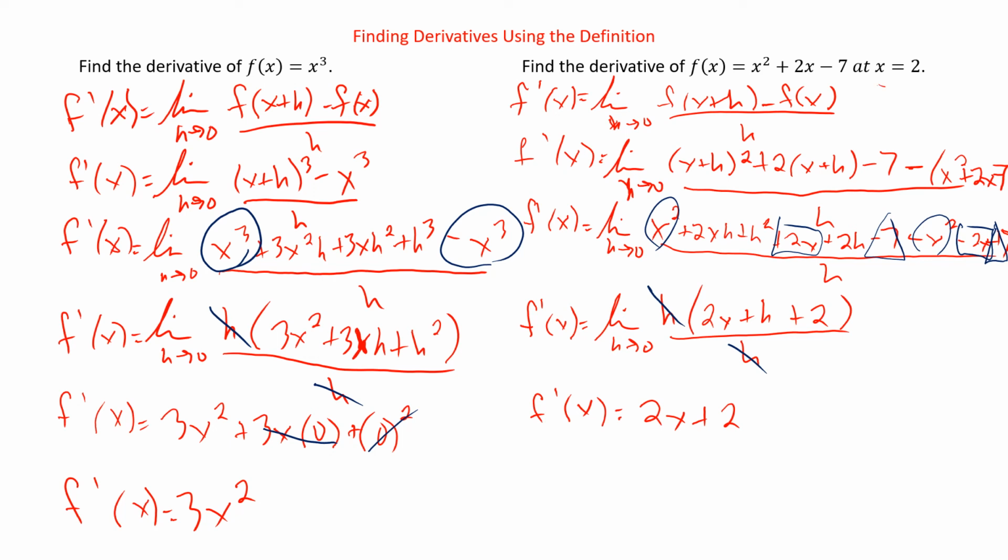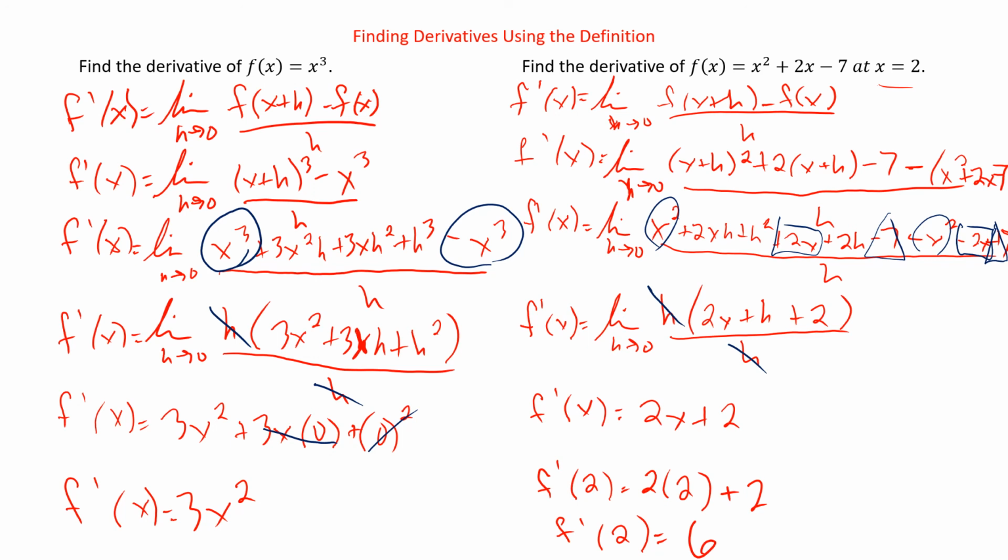Now we wanted to find it at x equals 2. So we just plug in f prime of 2 equals 2 times 2 plus 2. 2 times 2 is 4 plus 2 is 6. So f prime of 2 equals 6. And again, this is nice because if we have part 2 of the problem saying, all right, now find what it is at x equals 10, we just need to plug in 10. 2 times 10 is 20 plus 2 is 22. And we can get it from anywhere.